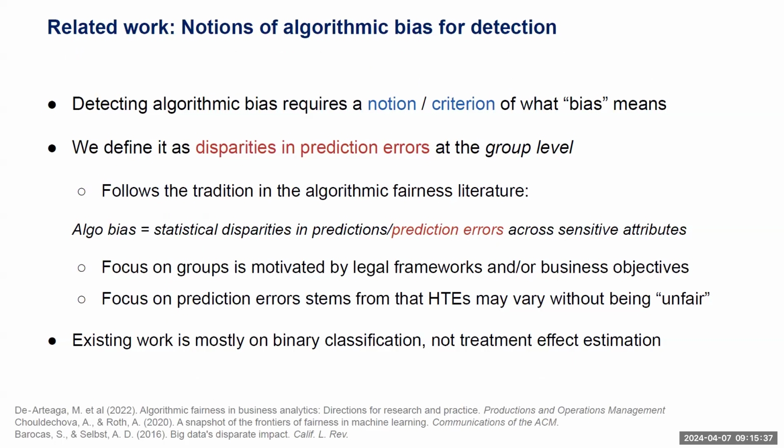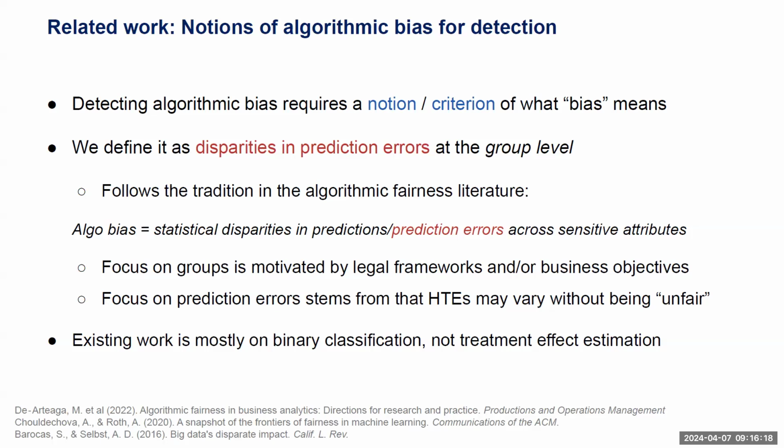Okay, just briefly on some related work. Detecting algorithmic bias requires some notion of what bias means. Here, as we talked about, we define bias as disparities in mean prediction errors at the group level, or statistical bias. It follows the tradition in the algorithmic fairness literature, mostly from computer science. There they focus on groups, typically motivated by legal frameworks, and here the focus is on errors and not on the predictions themselves. That stems from the fact that the treatment effect might vary across groups without there necessarily being a cause for discrimination.